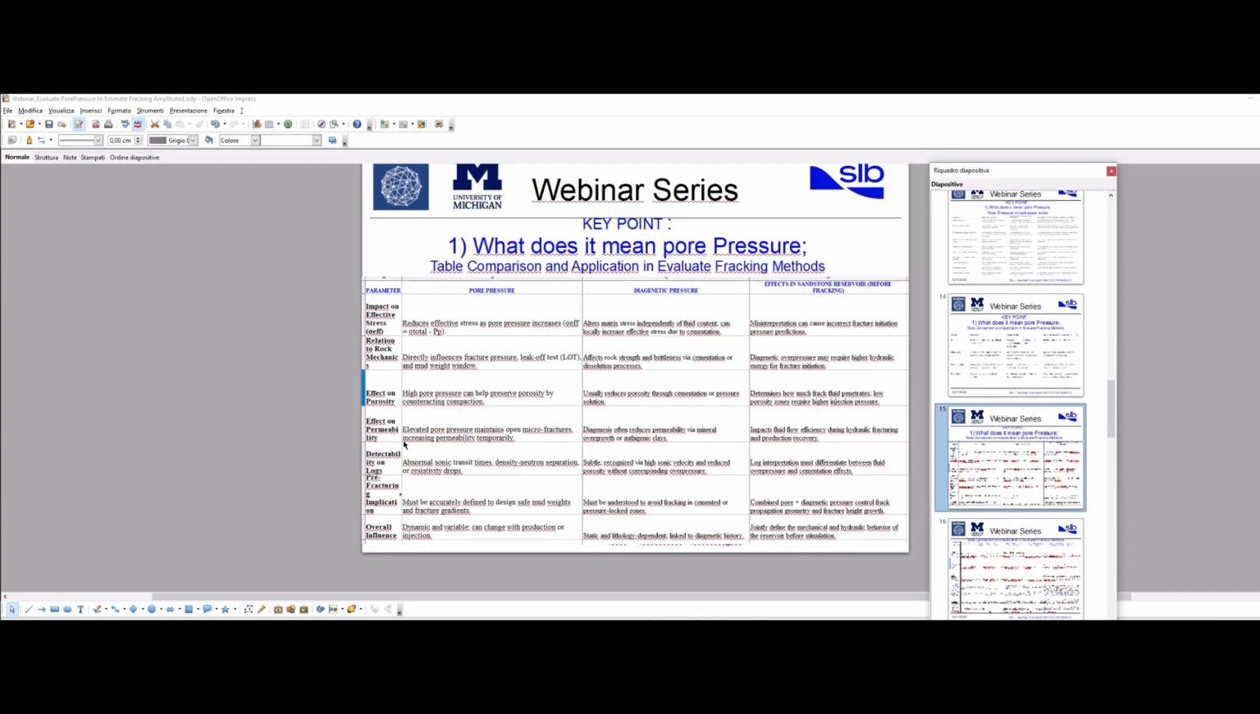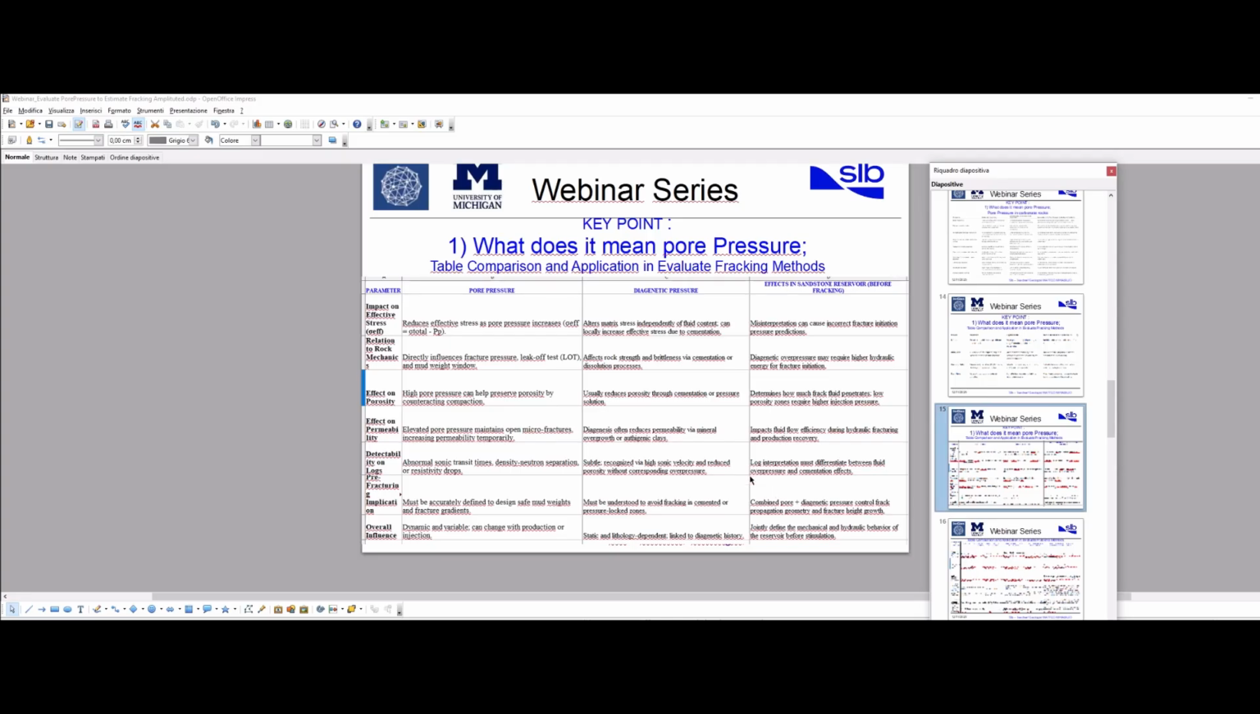can change in time, and it can decrease really fast in this case. So the effect on permeability is really important to understand, to adapt the completion of wells for long periods. It impacts fluid flow efficiency during hydraulic fracturing and production recovery. Then the detectability in logs: abnormal sonic transit time, density-neutron separation, or resistivity drops. That means they have some effects.